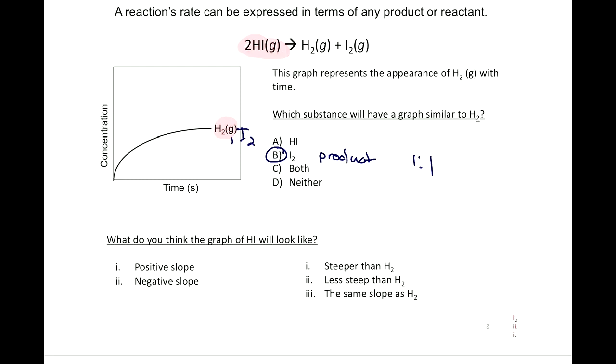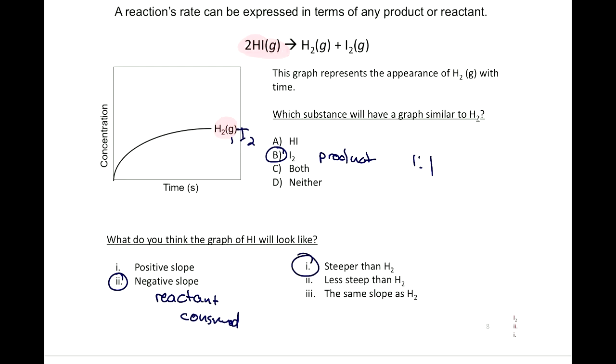So will the graph have a positive or negative slope? Negative, because it is a reactant and it's being consumed with time. And then what do you think its steepness will look like? How will its rate or its change in concentration differ in terms of the graph that I'm showing right here, H2? Will it be the same steepness, steeper, not as steep?